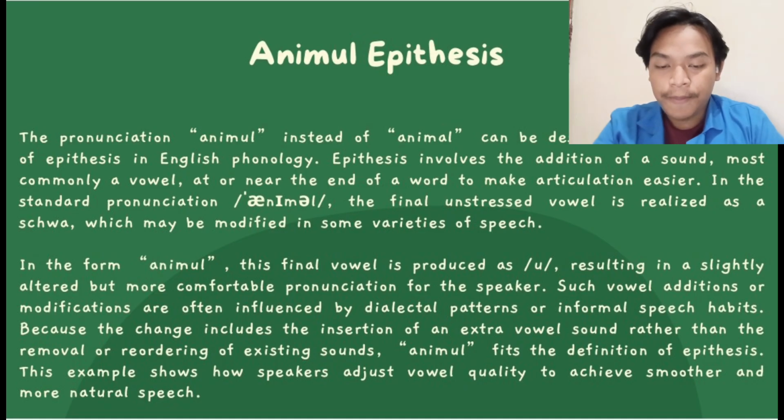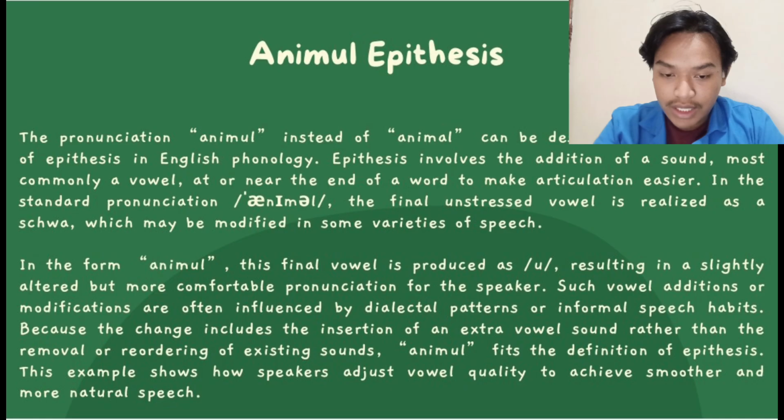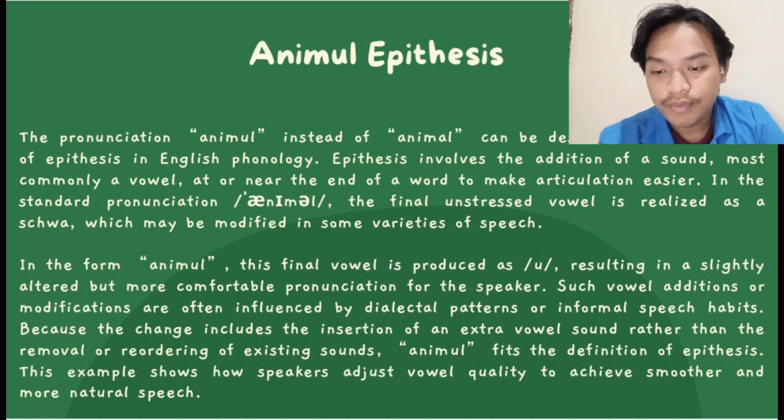Such vowel addition or modification is often influenced by dialectal patterns or informal speech habits, because the change includes the insertion of an extra vowel sound rather than the removal or reordering of existing sounds. "Animul" fits the definition of epithesis. These examples show how speakers adjust vowel quality to achieve smoother and more natural speech.